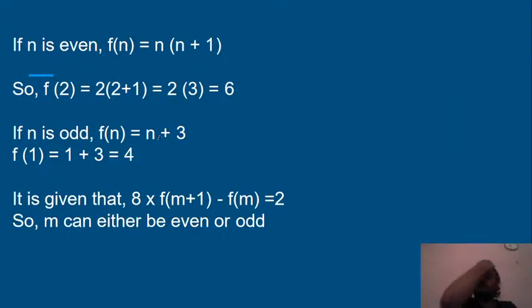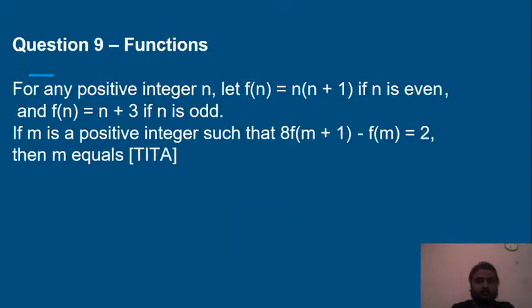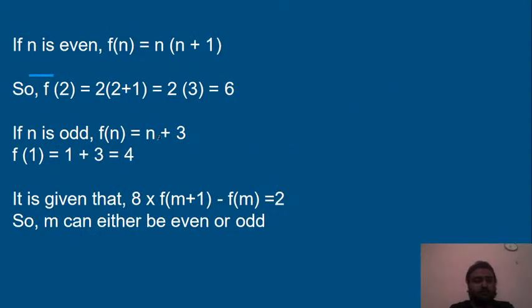Okay guys, so first of all, n is even, so f(n) is equal to n into n plus 1. Whenever you get a question like this, put random values. So n is equal to 2, I get it as 6. Now you put n is equal to 4, you are going to get 4 into 4 plus 1, that is 20. If you put n is equal to 6, you are going to get 42. So the series is 6, 20, 42 and so on. Okay, so now n is odd, so f(n) is equal to n plus 3. I put n is equal to 1, I get it as 4.